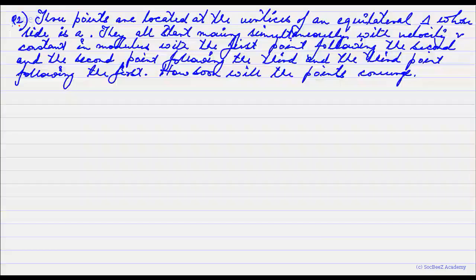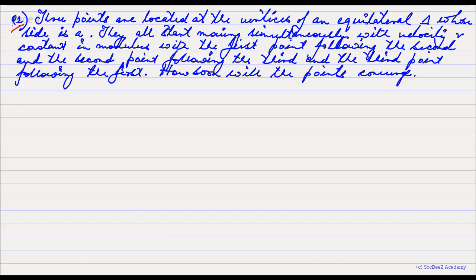Now we shall begin with a few problems in kinematics. The first problem being this: 3 points are located at the vertices of an equilateral triangle whose side is A. They all start moving simultaneously with a velocity v constant in modulus, with the first point following the second point, the second point following the third point, and the third point following the first point. How soon will the points converge?